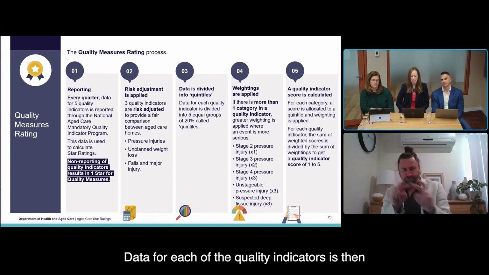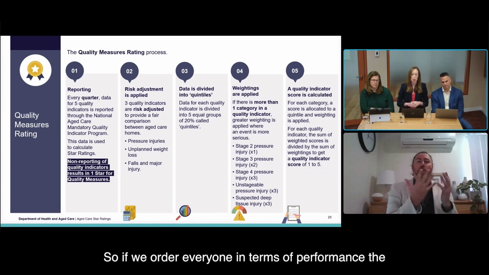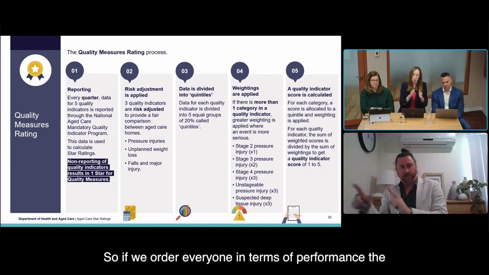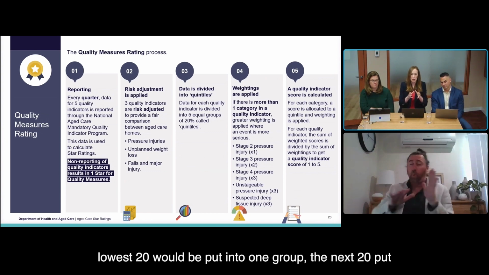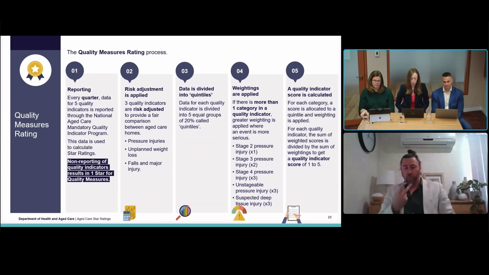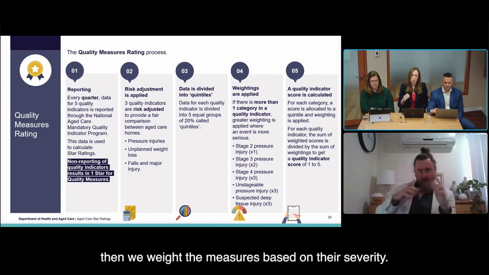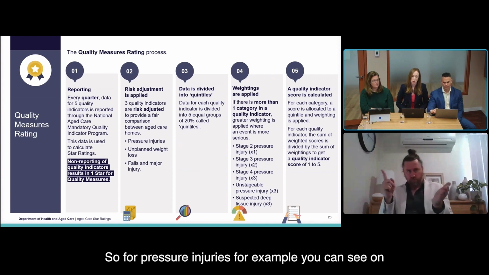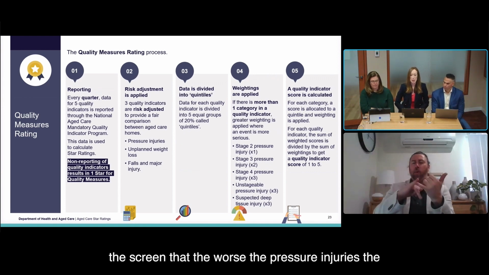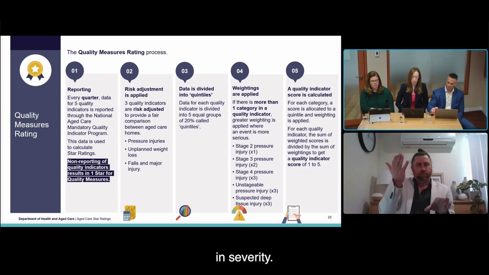Data for each of the quality indicators is then divided up into 5 equal groups of 20%. So if we order everyone in terms of performance, the lowest 20 would be put into one group, the next 20 put into the next group, and so on. So there's 5 groups of 20%. If there's more than one indicator in the category, then we weight the measures based on their severity. So for pressure injuries, for example, you can see on the screen that the worse the pressure injuries, the higher the weighting is to acknowledge that difference in severity.